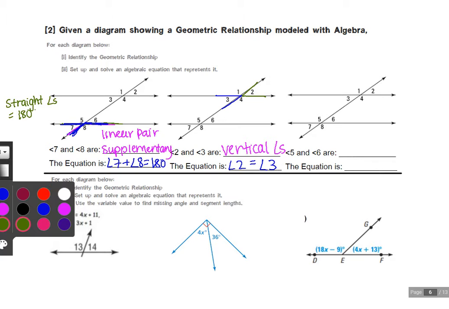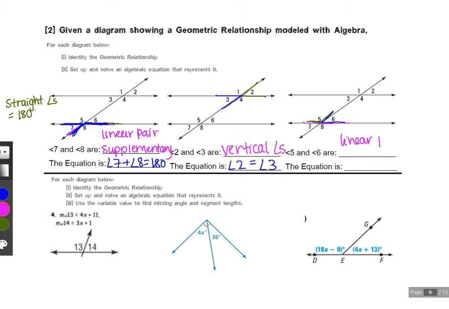Alright, and then for the next one, we're looking at angle 5 and angle 6. Here's angle 5, here's angle 6. So this one's just like the first one. I have two angles that, when combined, form a straight line, and I know that straight angles are 180 degrees. So I just have a linear pair, and you can also call them supplementary angles. Linear pairs are supplementary.